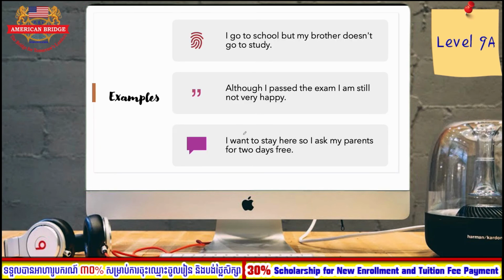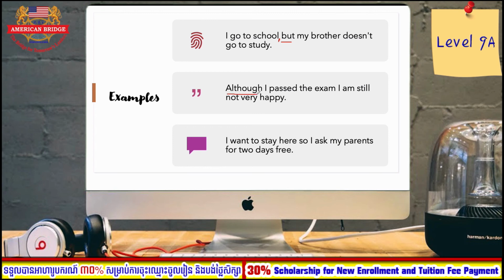Look at the examples and decide where the comma should be. First, I go to school, but my brother doesn't go to school. Here we have the word but, which is a coordinating conjunction. As the rule stated, when we use coordinating conjunctions to link two independent clauses together, we need to use a comma.